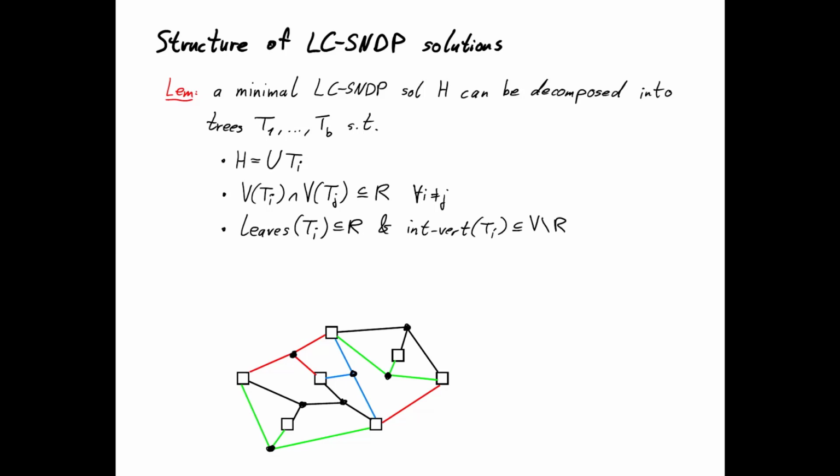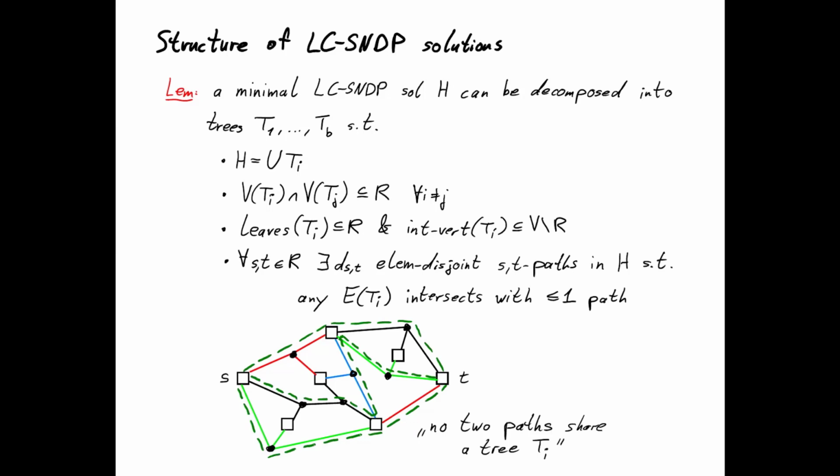There is one additional condition, which is a bit more technical, which says that if you look at any terminal pair, then you can always find sufficiently many element disjoint paths, according to the demand, in the solution between these two terminals, in such a way that no tree of this decomposition contains more than one of these paths. So it's not the case that two paths go through the same tree, all right?